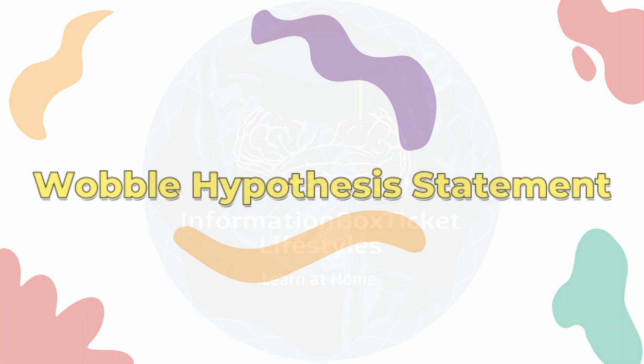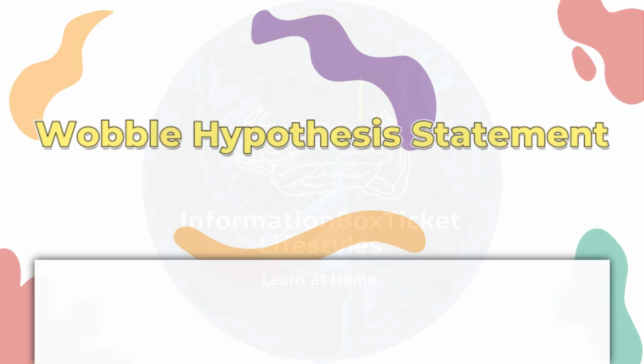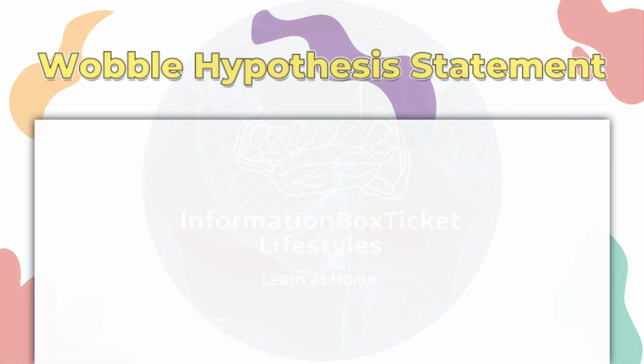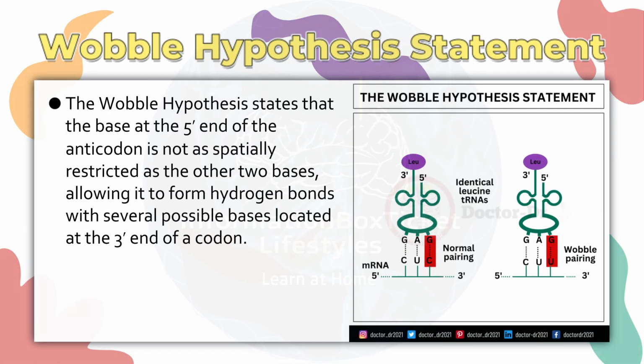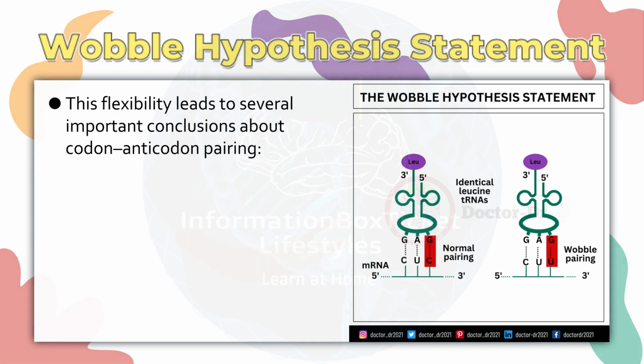The Wobble Hypothesis statement. The Wobble Hypothesis states that the base at the 5' end of the anticodon is not as spatially restricted as the other two bases, allowing it to form hydrogen bonds with several possible bases located at the 3' end of a codon. This flexibility leads to several important conclusions about codon-anticodon pairing.